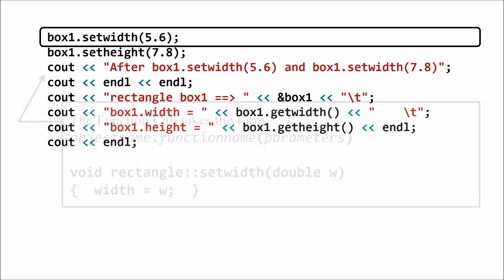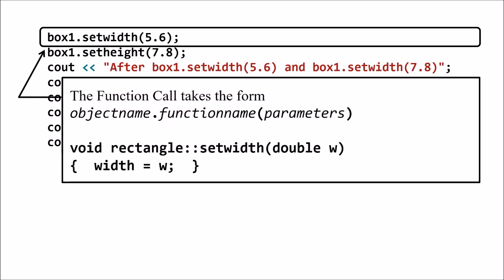This function call follows the form of object name dot function name and then the parameters inside the parentheses. The function that is called with this function call is the set width function. So when this line is executed, it calls the set width function inside the class for rectangles, and it passes the value of 5.6 as a parameter by value to the function call.